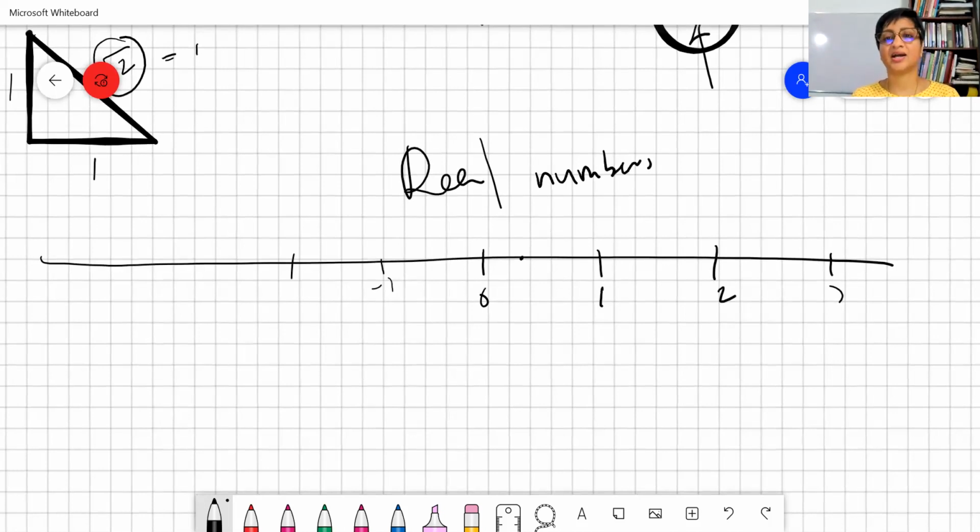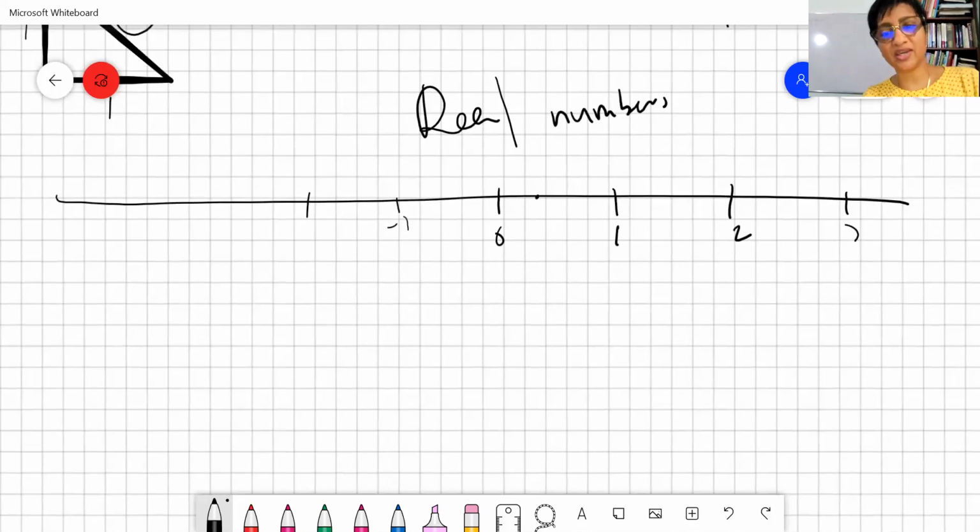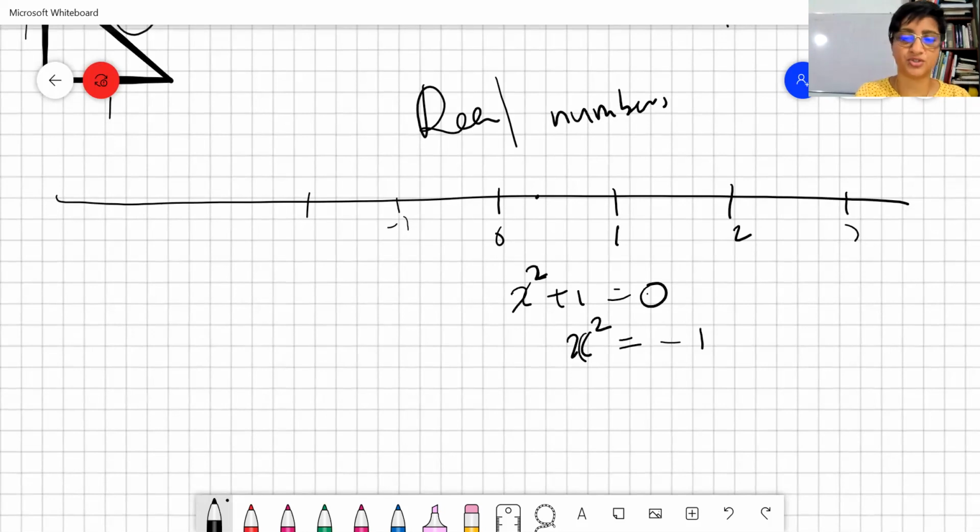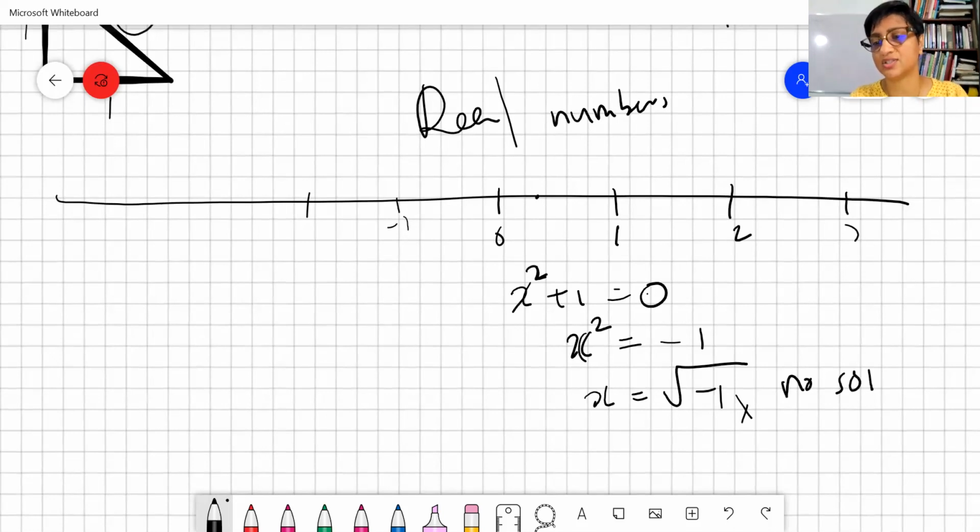And then again, when people were solving equations, we stumbled upon equations like this. Say x squared plus 1 equals 0, and you're solving an equation and you come to this step. So you would go x squared equals -1, and then you square root it, square root of -1. No solution. This is absurd. There is no solution. There is no square root for -1.